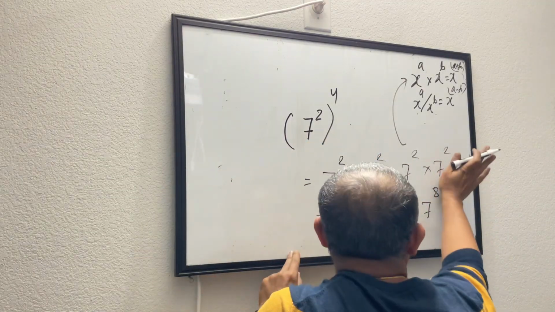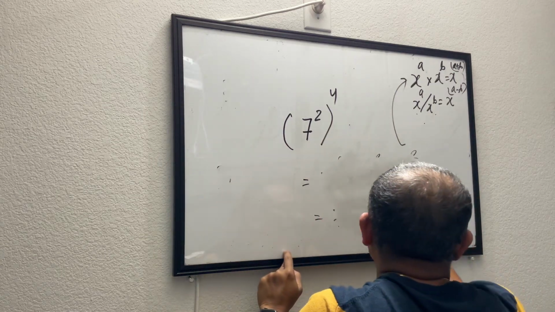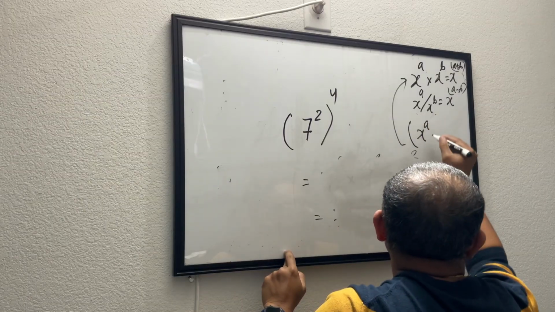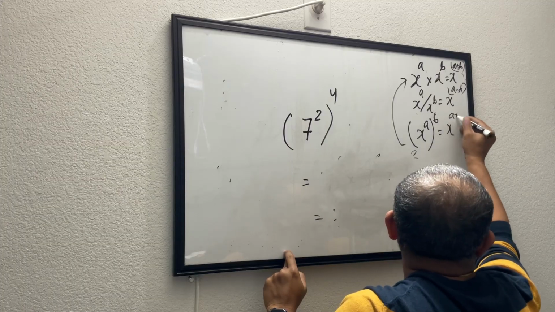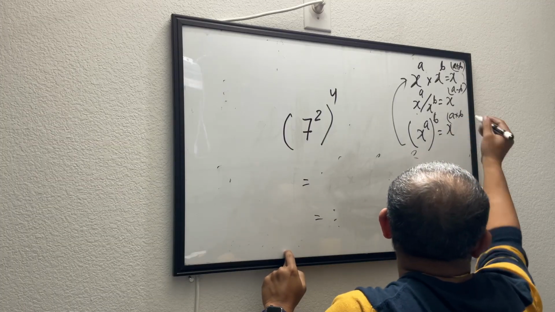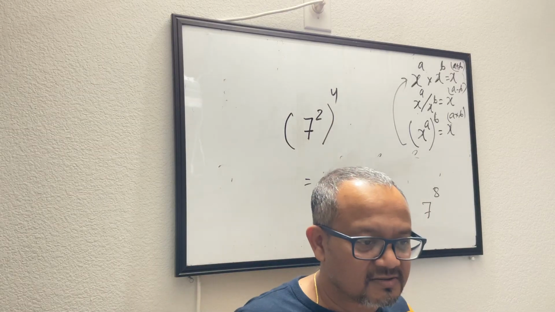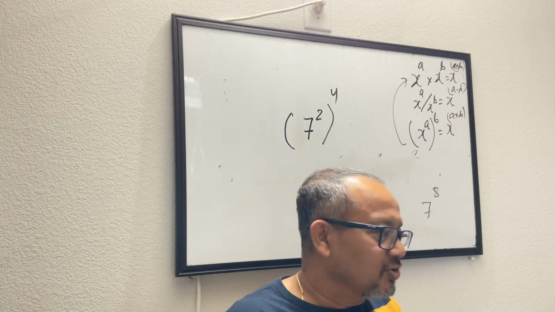So you will simply say, if I have x to the power a in parentheses to the power b, this will be x to the power a times b, because I am doing repeated addition. Does it make sense? Everybody? Yeah?